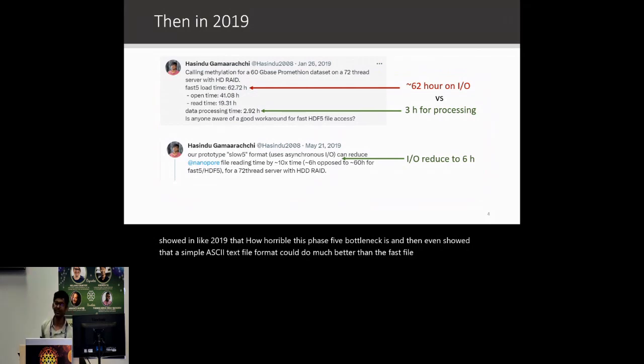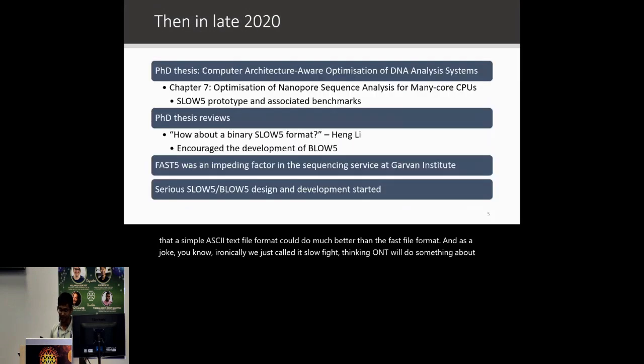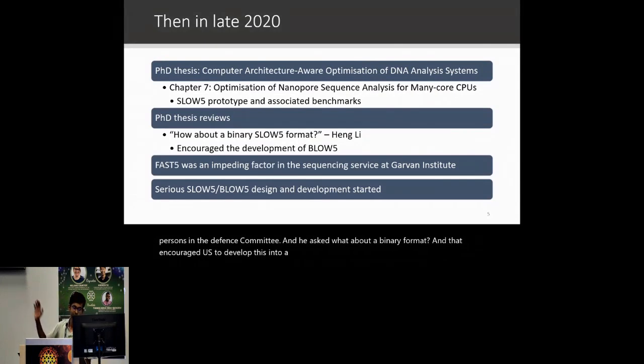And as a joke, ironically, we just called it slow5, thinking ONT will do something about it. Time passed, there weren't any improvements, and I included this chapter as the last chapter in my PhD thesis, and Heng Li was one of the persons in the defense committee, and he asked, what about a binary format? And that encouraged us to develop this into a serious file format, amongst other reasons.